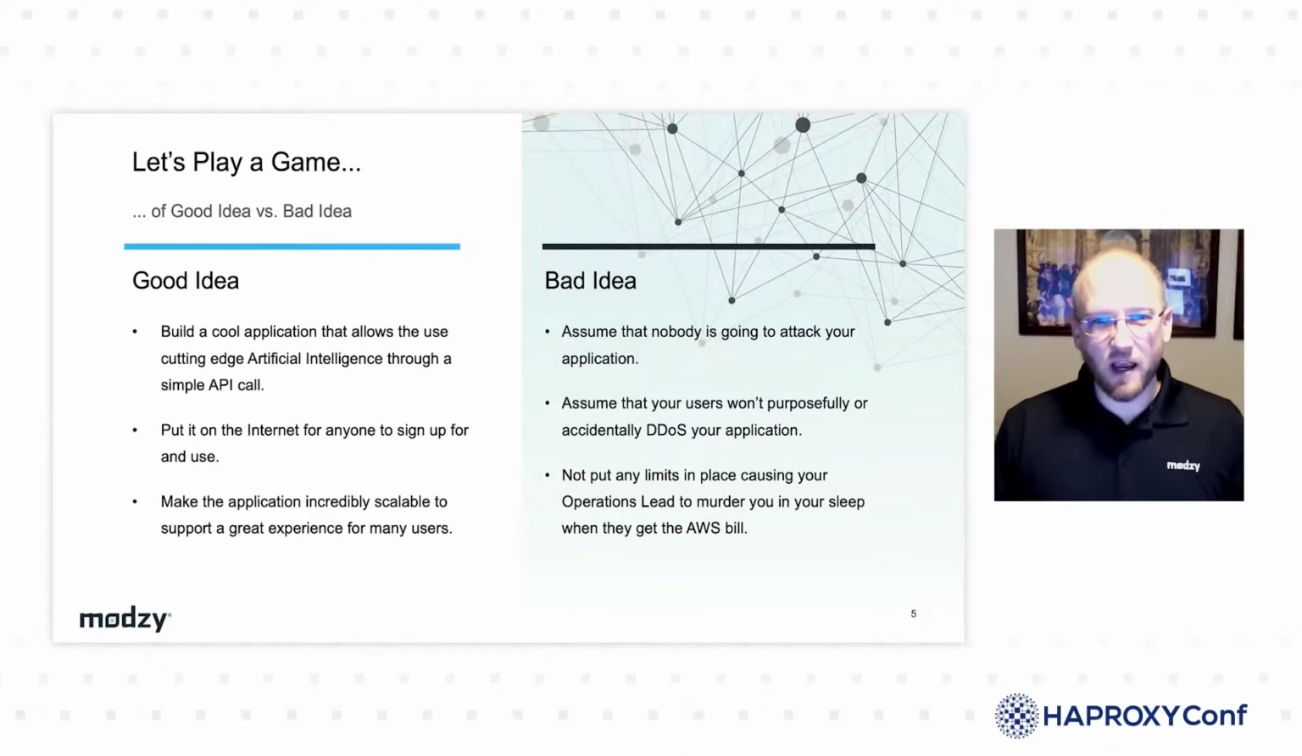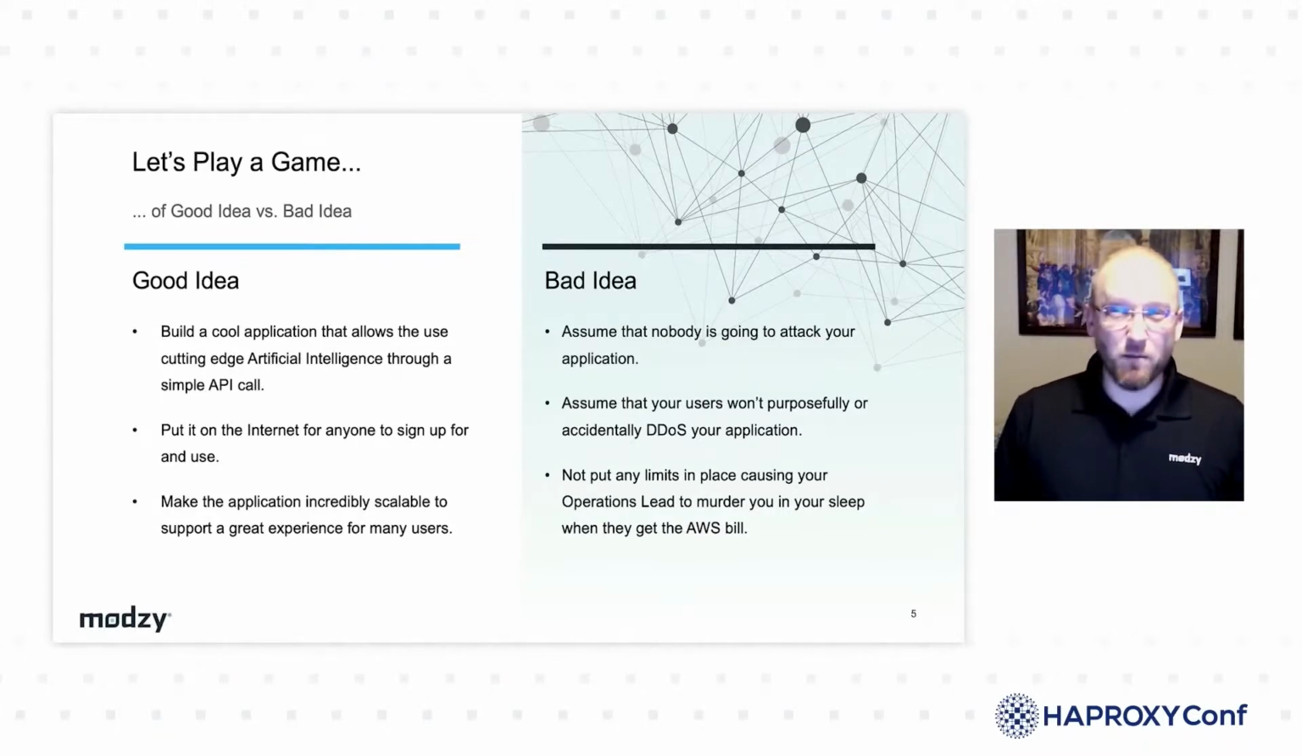So let's play a game. I like to call this the game of good idea, bad idea. So things we can put in the good idea bucket. Building a cool application that allows the use of cutting-edge artificial intelligence through a simple API call. That sounds like a good idea. Put it on the internet for anyone to sign up for and use. That's great. Drive adoption, get users. It's what product companies are all about, right? Make the application incredibly scalable to support a great experience for many users. Also sounds like a good idea.